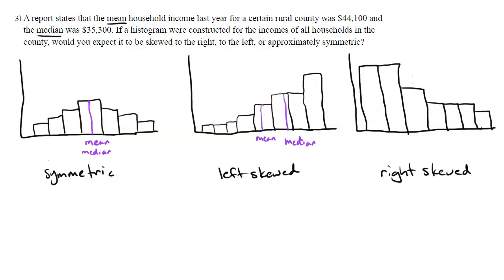Other way for right skewed, right? The median is going to be towards the higher frequencies, and the mean will be pulled towards the tail. So when you're trying to determine this relationship, you compare the mean to the median. If the median is larger than the mean, it's going to be left skewed. If the mean is larger than the median, it's going to be right skewed. And in this case, the mean is greater than the median. The mean is 44.1 and the median is 35.3, so this is going to be right skewed.